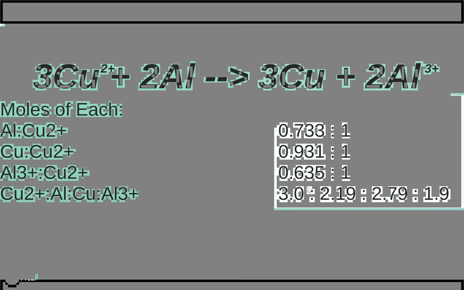And these are the numbers after you multiply everything by 3, since the 1 mole of copper is actually 3 moles. So 3 moles of copper 2 plus, obviously, which was not calculated, that was a given. 2.19 moles of aluminum, which is very close to the theoretical number. We needed 2 moles, and as you can see from there, 2.79 moles of copper, which is very close to 3, and 1.9, which is very close to 2.